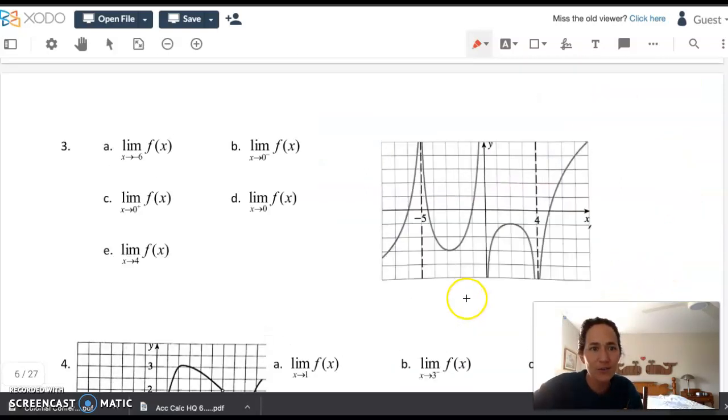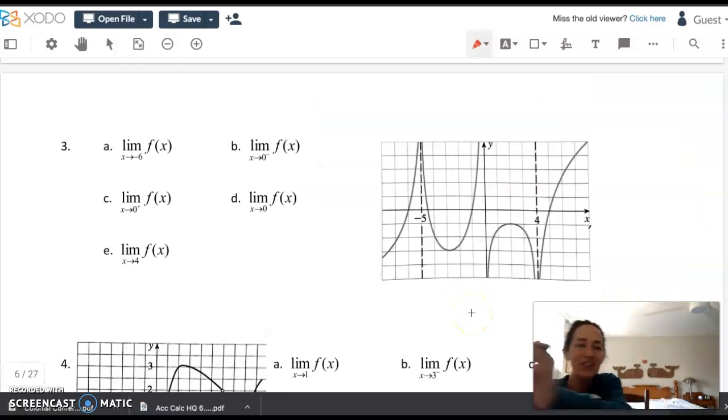Okay, what is in store for us on the next page? Looks like number 3 is a good one. It's a graph with a bunch of vertical asymptotes. That's a heads up to me. I bet you there will be numerous times in this one where the limit is not going to exist. Limits don't exist at VAs.